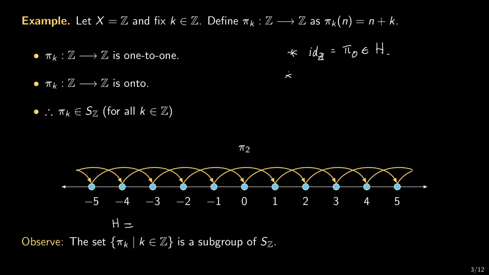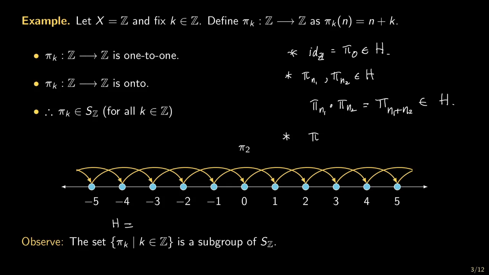Second of all, if you take pi n1 and pi n2 in h, and take the composition of pi n1 with pi n2, what is the result? You see that translating the number line n1 units, followed by another translation of n2 units, results in another translation by an amount of n1 plus n2 units, right? So therefore the product or the composition also belongs to h.